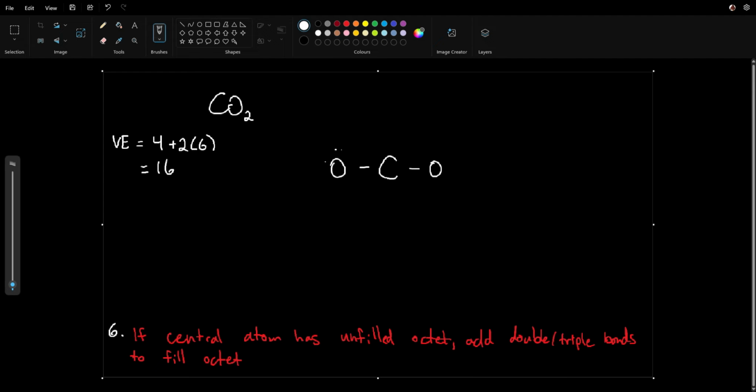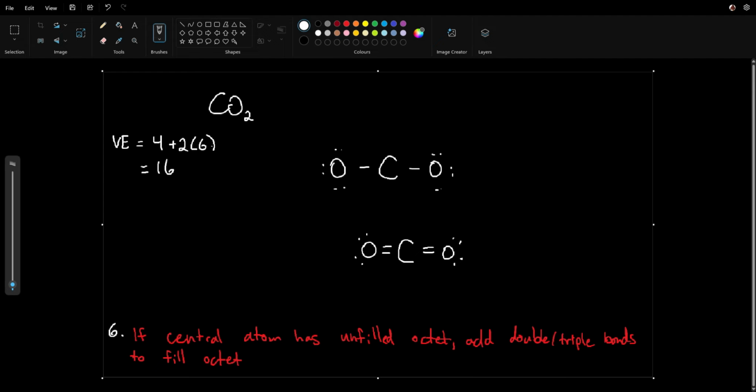If we go 1, 2, 3, 4, 5, 6, 1, 2, 3, 4, 5, 6. So here we have 18 valence electrons, and it looks good. But we notice that carbon here has an unfilled octet. So what can we do? We can add double or triple bonds. So if we take this carbon and we say, okay, instead of having single bonds, if we give it 2 double bonds on either end with oxygens, 1, 2, 3, 4, 1, 2, 3, 4, everything still has a full octet here.